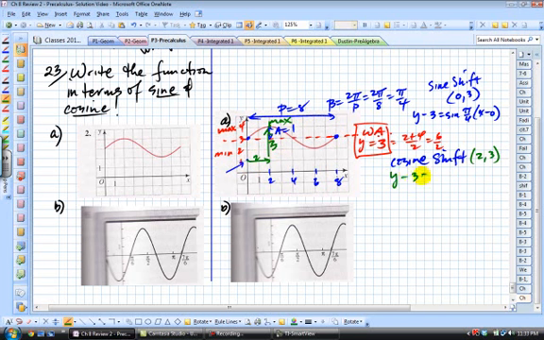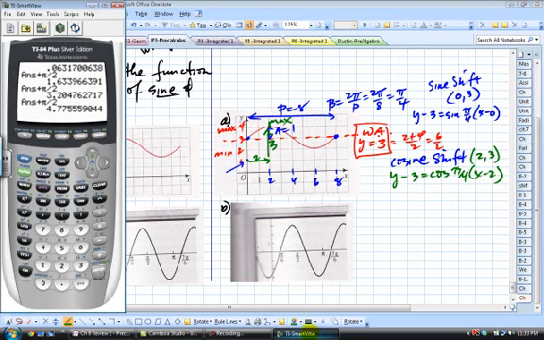I get y minus 3 equals cosine, 1 is the amplitude, cosine of pi fourths times x minus 2. There we go. And that's problem number 23A, but it's a homework problem actually.